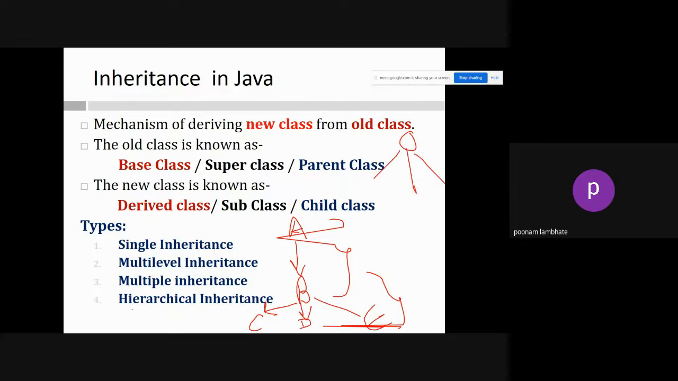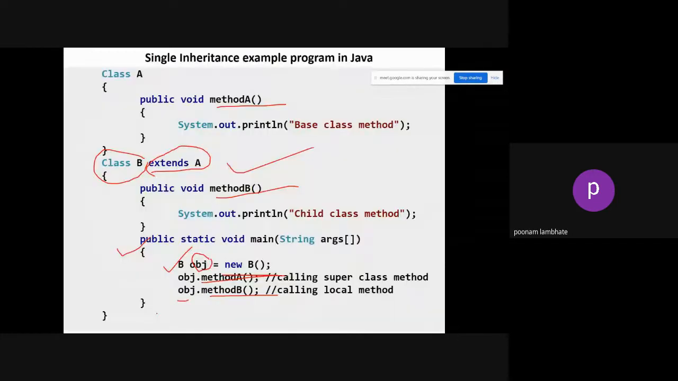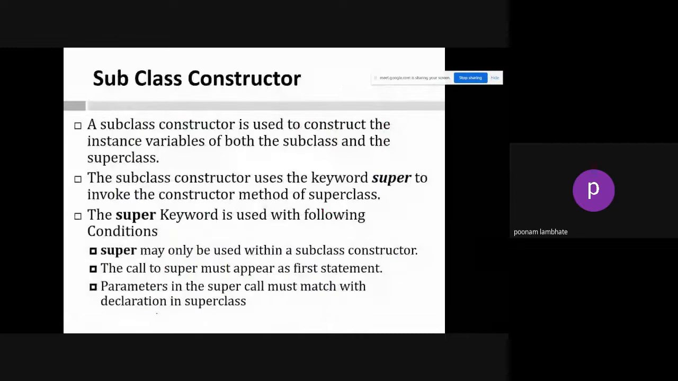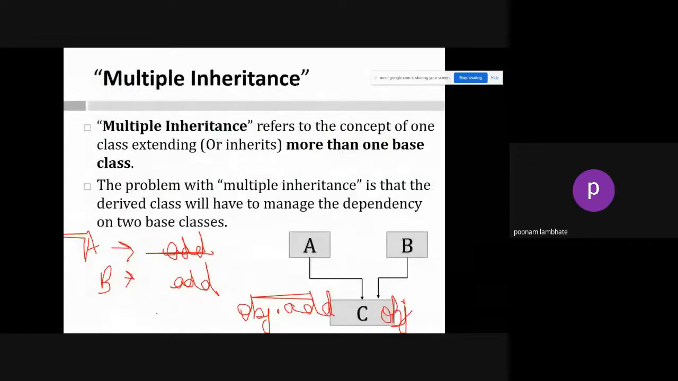Hierarchical. And multiple and hierarchical are just the opposite. And there is confusion in multiple inheritance where you have more than one parent, because which method will be called if the method name is same in A and B.